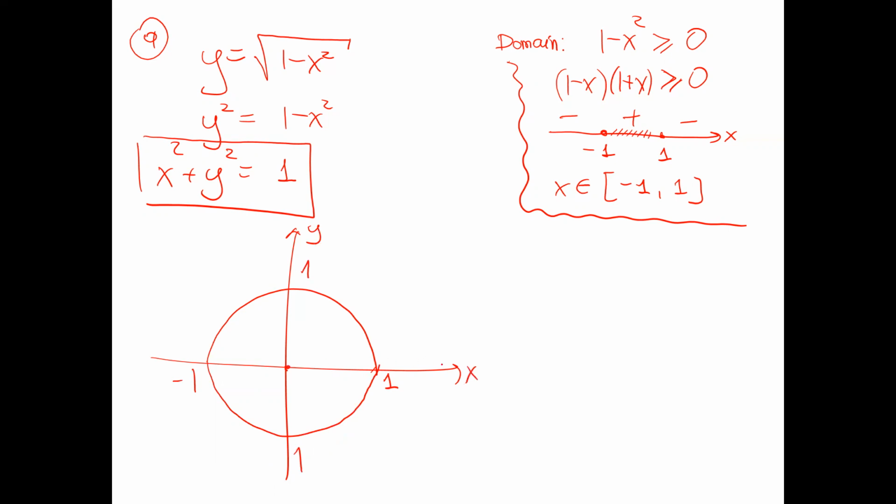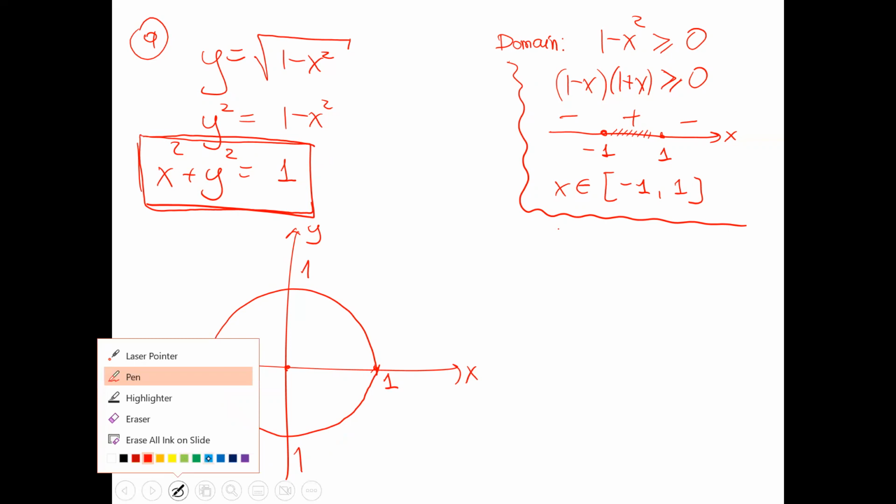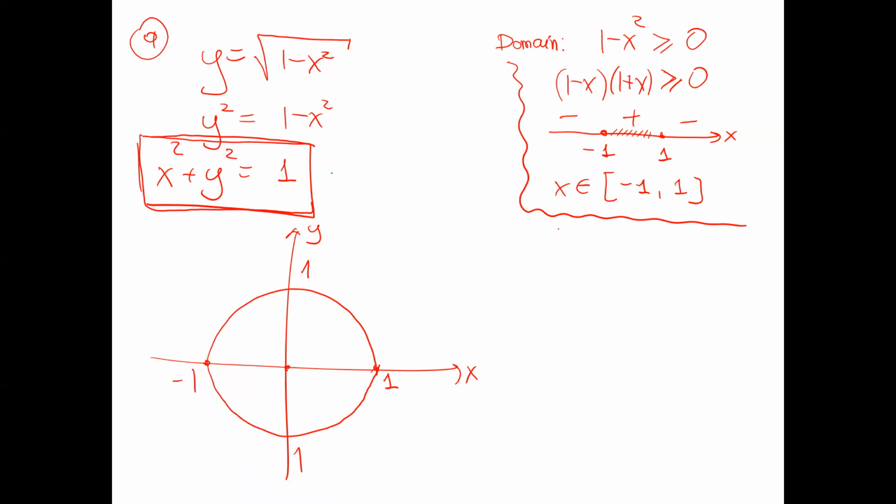Okay, but now let's be careful. This is the circle, definitely. And we can see the domain matches from -1 to +1. But now, if I take this equation and ask you to solve for y, then we will subtract x squared from both sides, and we will take the square root.